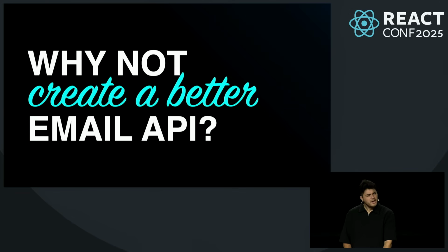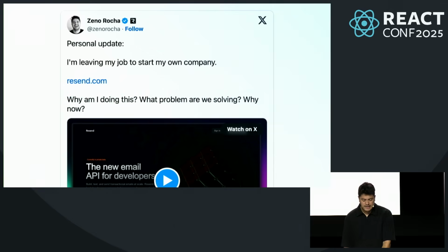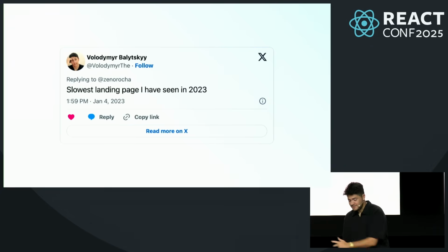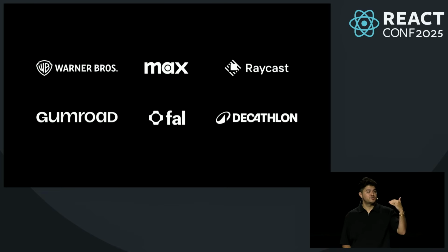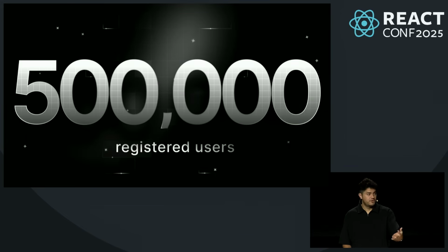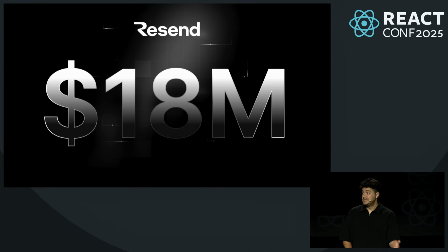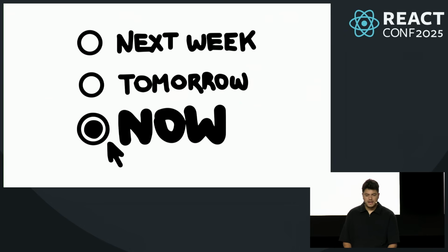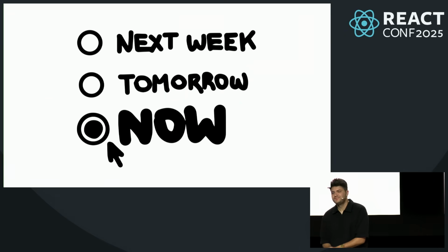So why not create a better email API too? Again, I bought a domain, and I just tweeted about it. Hey, I'm starting Resend. First reaction was: slowest landing page I've seen in 2023. But it's been a long time since 2023. Resend is now used by Warner Brothers and HBO Max and so many great companies. There are more than 500,000 users. Some of you are actually here. Resend recently raised more than $18 million last year. And I thank you.